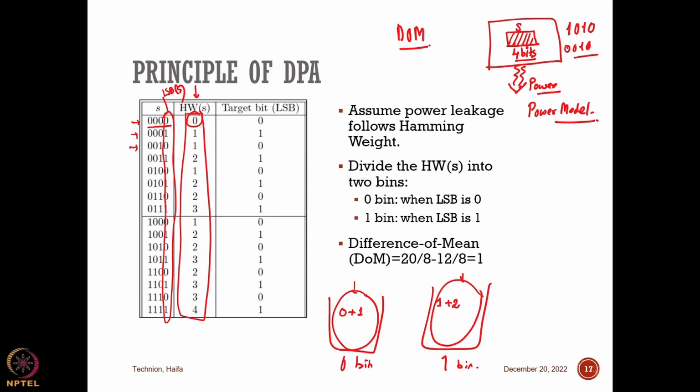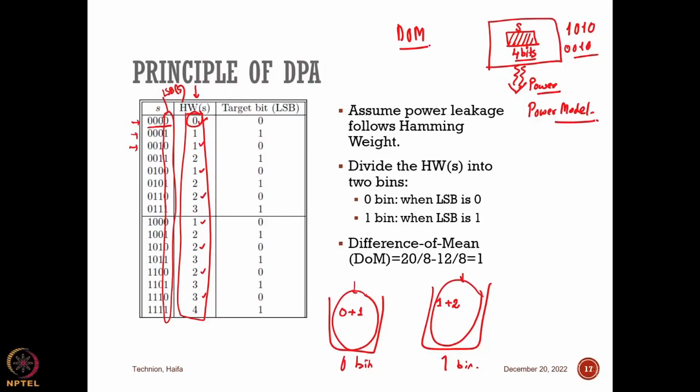Can you tell me what is the sum of 0 plus 1 plus 1 plus 2 plus 1 plus 2 plus 2 plus 3? Can you quickly do this addition? Very simple math. What is the sum? The sum is 12, right? So one of them will have 12 as the sum.